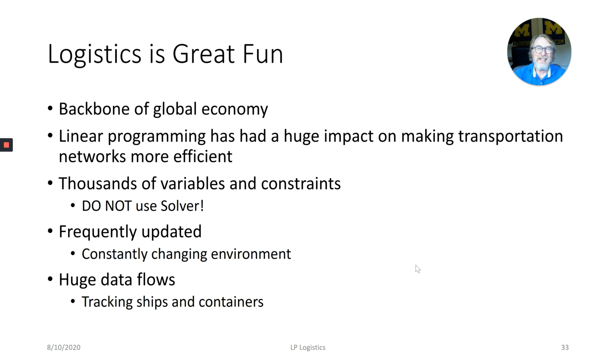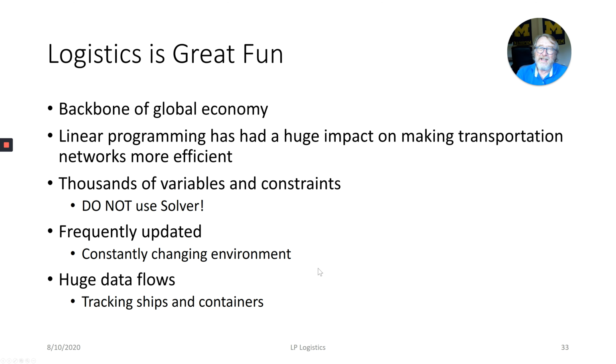Plus, you frequently update these things, like probably daily, right? As things leave port and come in port, or planes take off and land. Every day you have new packages that need to be shipped. So you might have to update these models frequently. And you have huge data flows, right? So all these ships and planes and trucks and trains are all being tracked. Lots of times packages themselves are being packed, or containers themselves are being tracked. You've got to keep tabs on all that stuff.